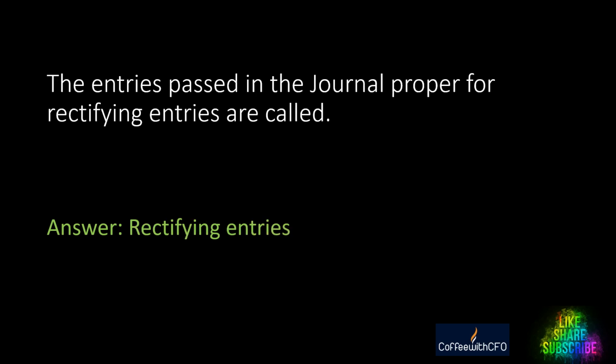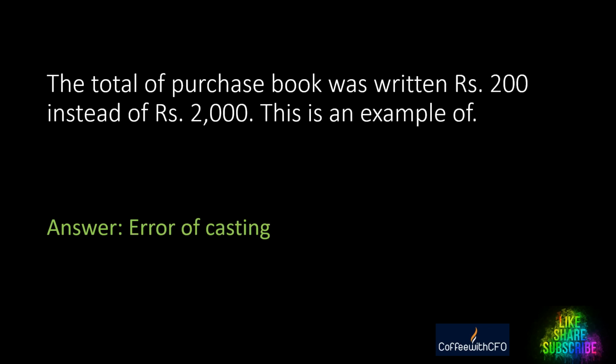Next question. The entries passed in the journal proper for rectifying errors are called what? They are called rectifying entries. Next question. The total of purchase book was written rupees 200 instead of 2000. This is an example of what type of error? Technically, it is called error of casting.